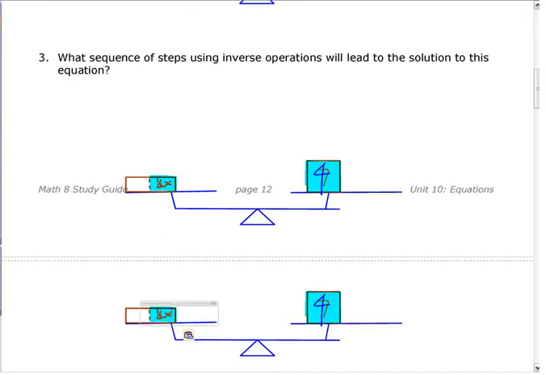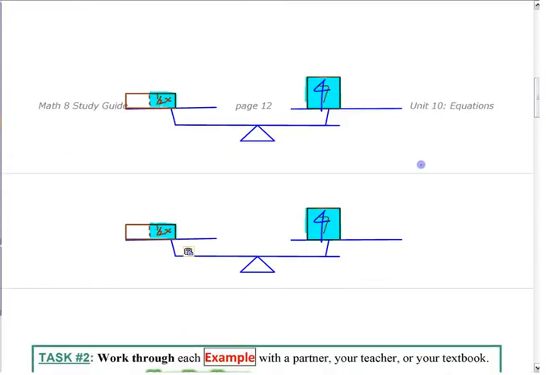Can you say that again? X, and then 8, right? We got this here. This whole X is now 8, right?